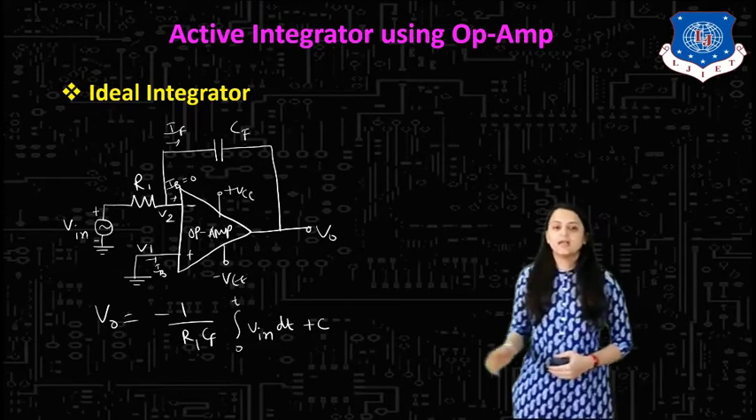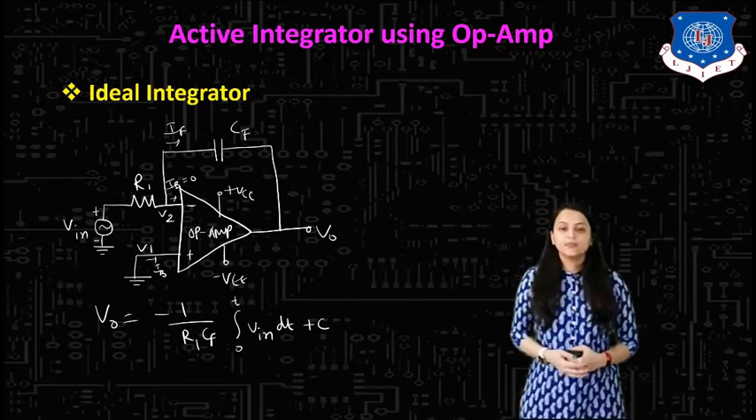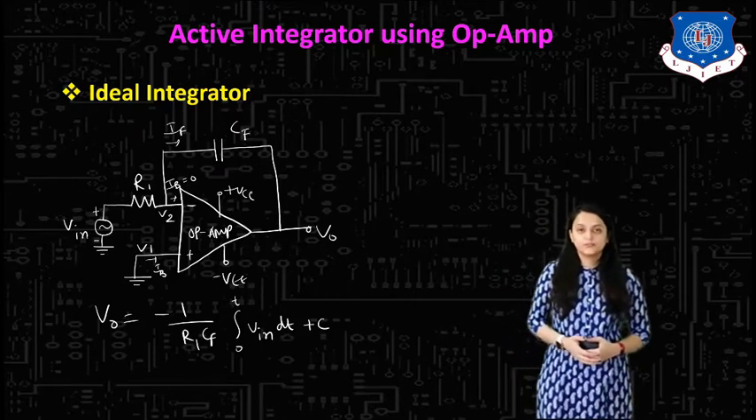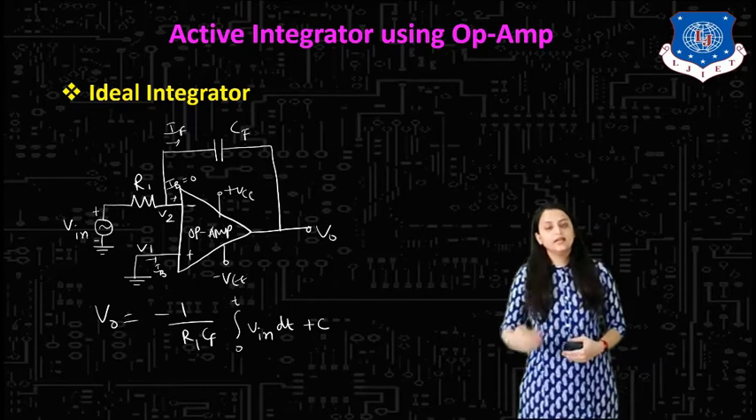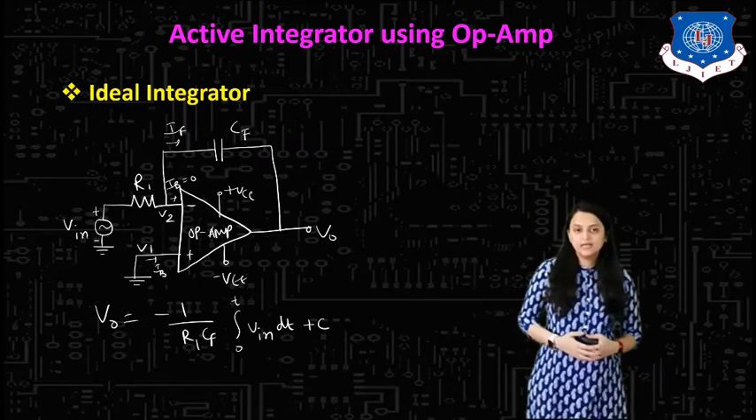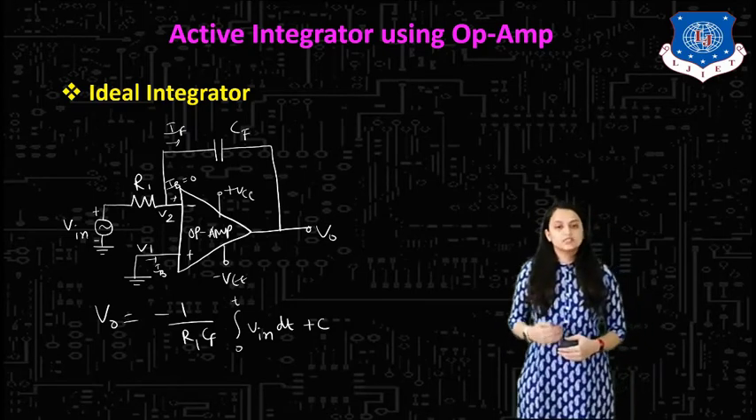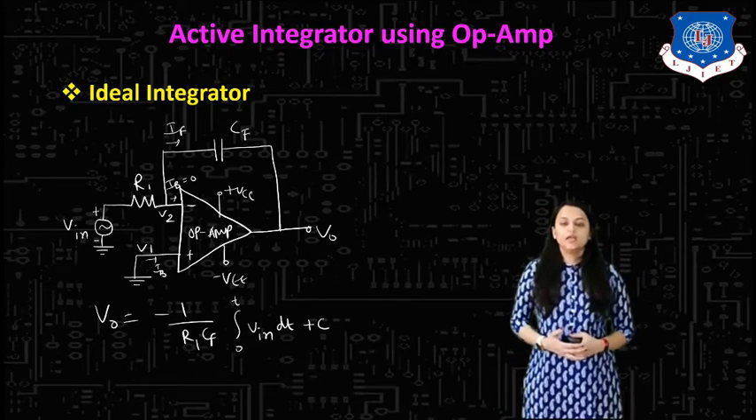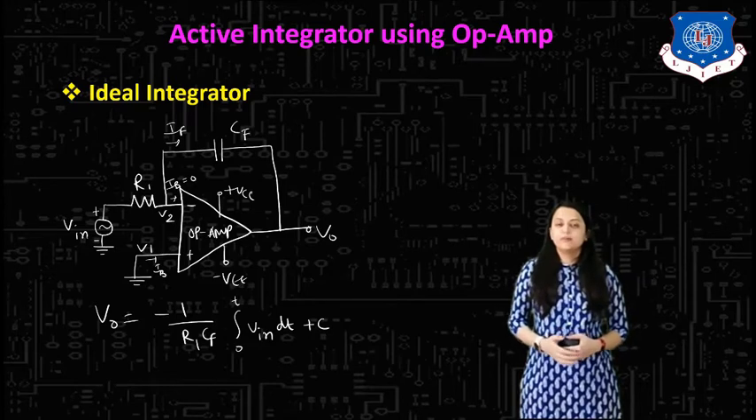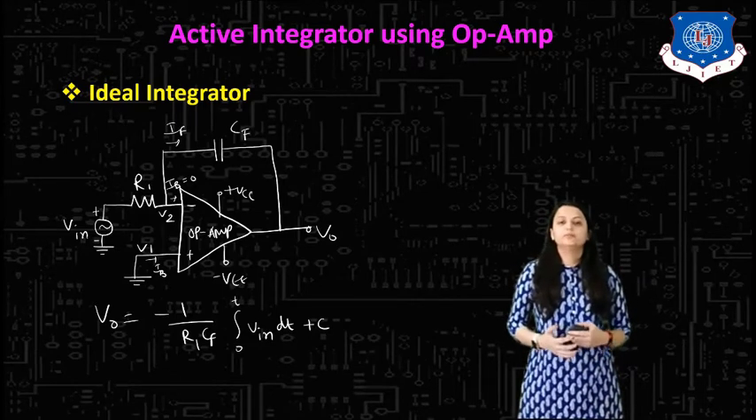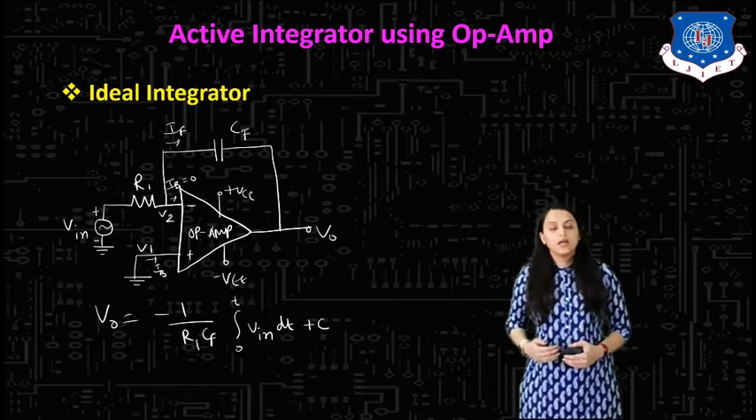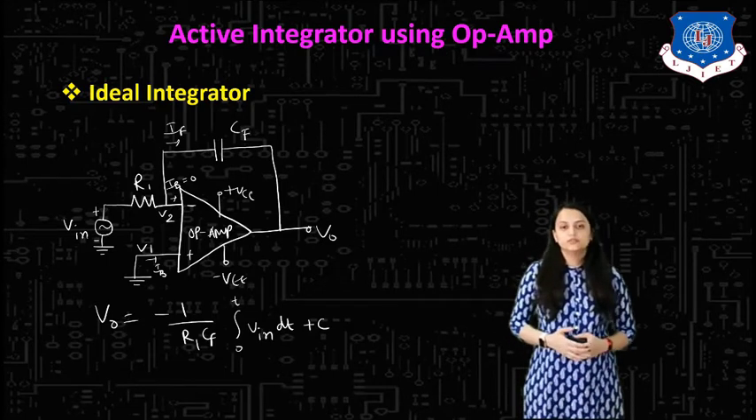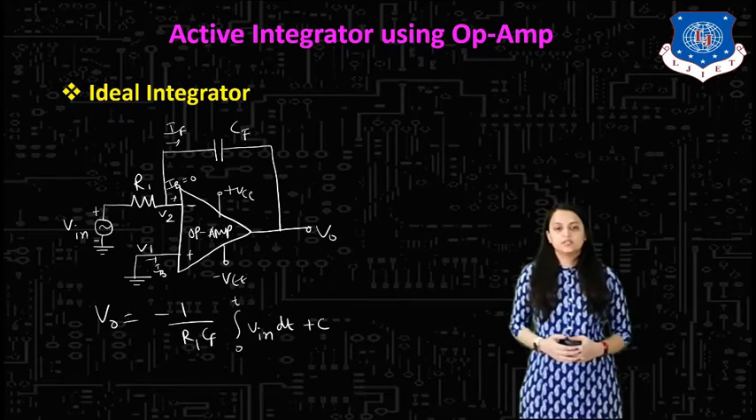So, this is the diagram of the ideal integrator. In this, a capacitor is used in the feedback. Now, we are going to see the difference between the ideal integrator and the practical integrator. In the ideal integrator, a capacitor is used in the feedback, and in the practical integrator, we will use a capacitor along with a resistor in the feedback. That we are going to see in the next topic after this.